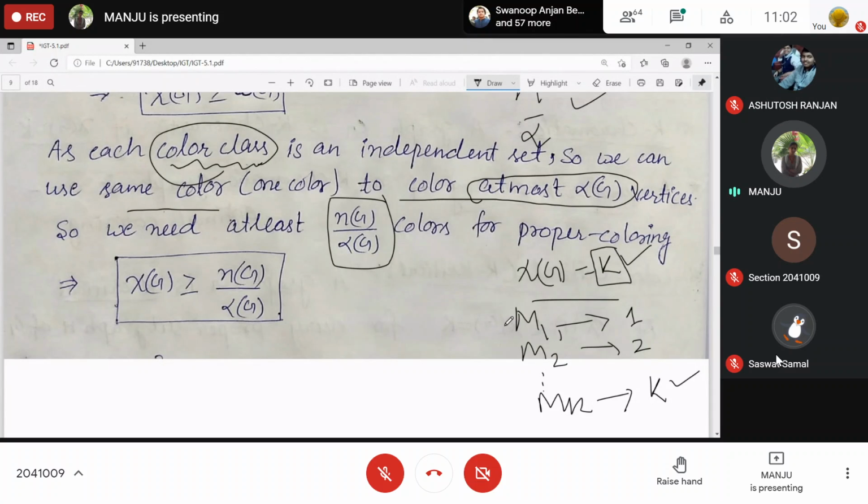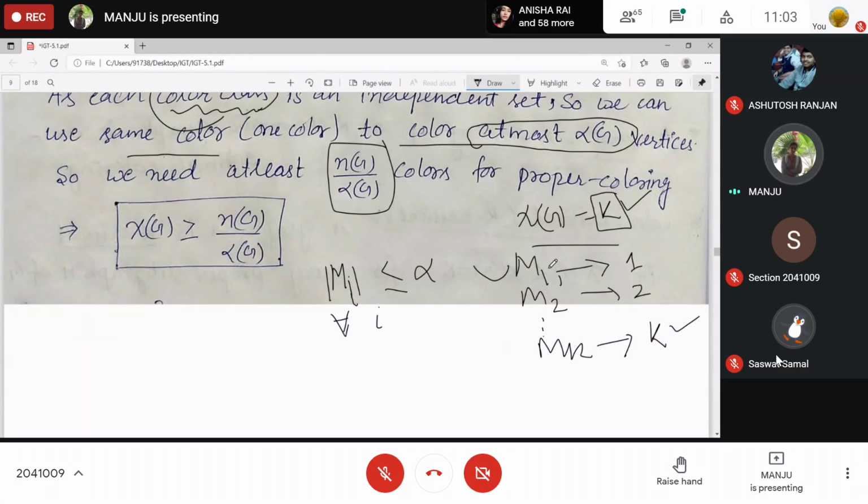And what can be the maximum cardinality of M1? The maximum cardinality of M1 is alpha. So in general, M2 also alpha, M3, up to Mk, alpha. In general, for all i, the cardinality of Mi is less than or equal to alpha. Now these color classes are partitioning V(G).